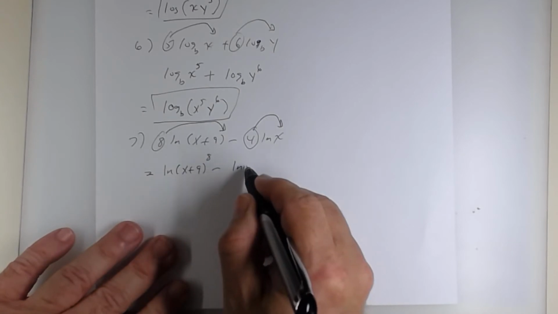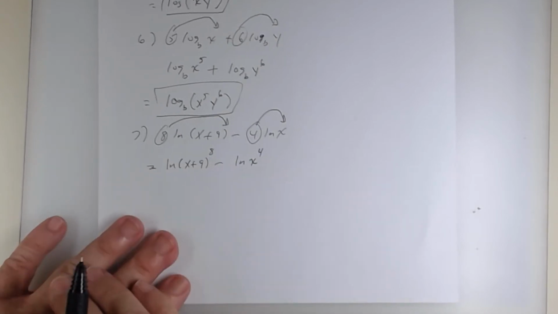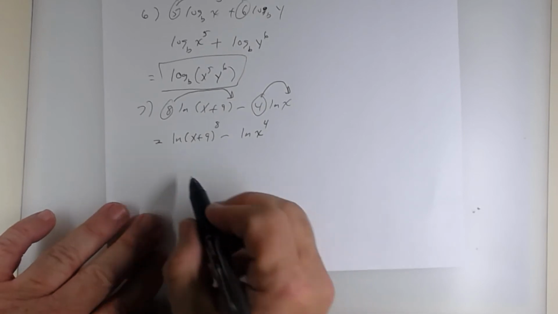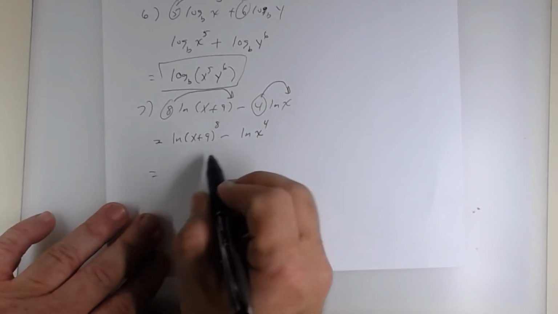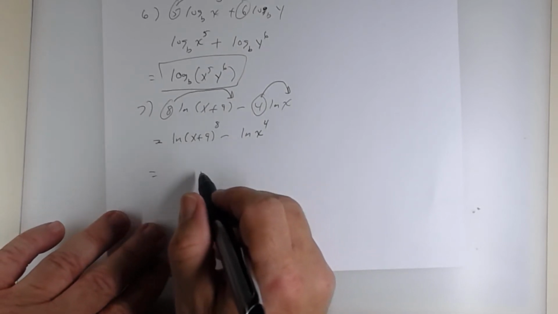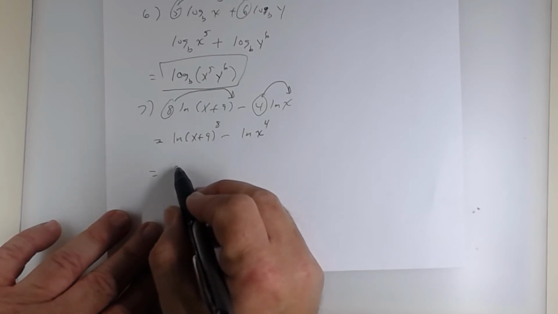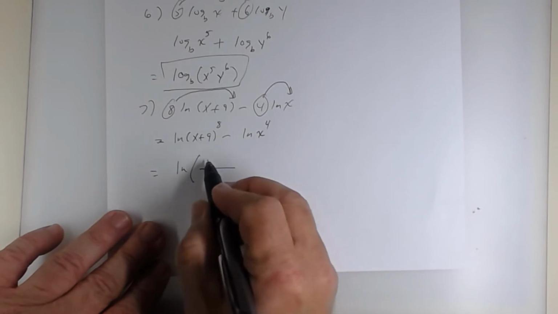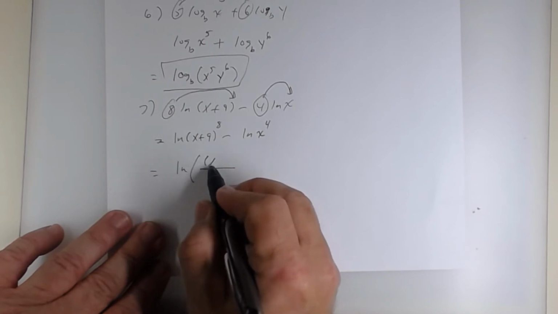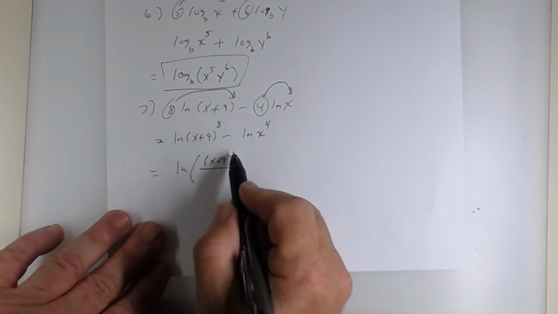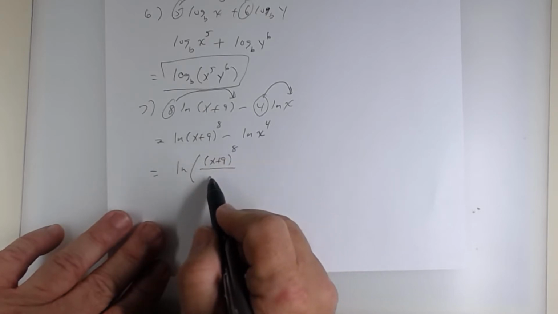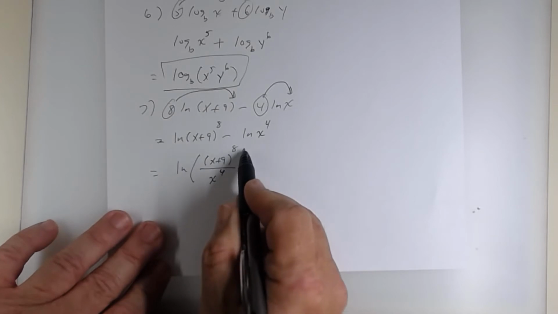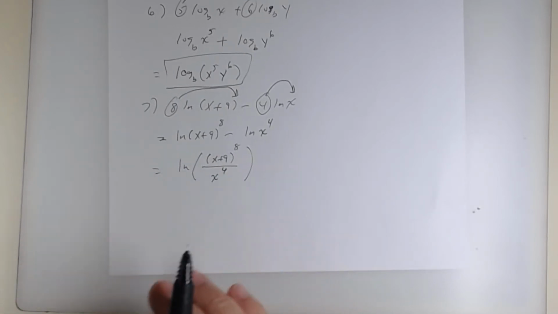Minus the natural log of what? X to the 4th. And then one more step and you're done. So what rule are you going to use next? Quotient. You're subtracting, use quotient. So, natural log open parentheses, x plus 9 to the 8th, and then minus the natural log of x to the 4th. And there's your answer.